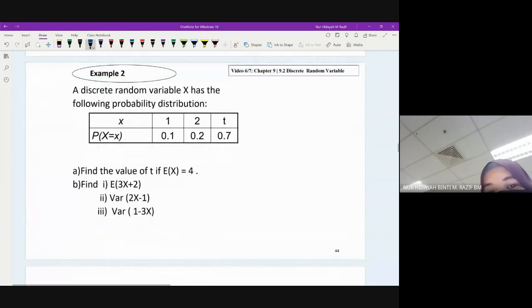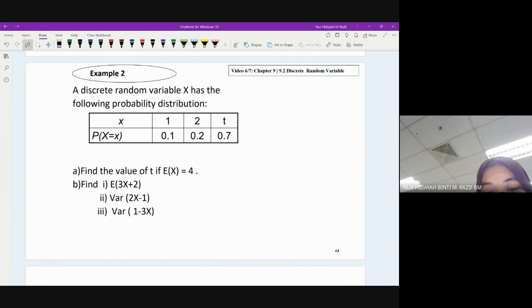Let's move on to example yang kedua. Untuk example kedua, a discrete random variable X has the following probability distribution. Yang mana X can take value 1, 2 dan t. And then when X is equal to 1, 2 and t, the probability are 0.1, 0.2 and 0.7.